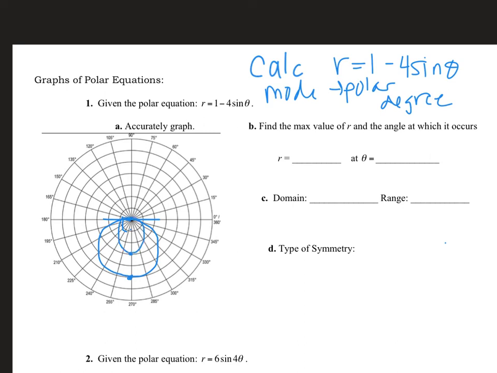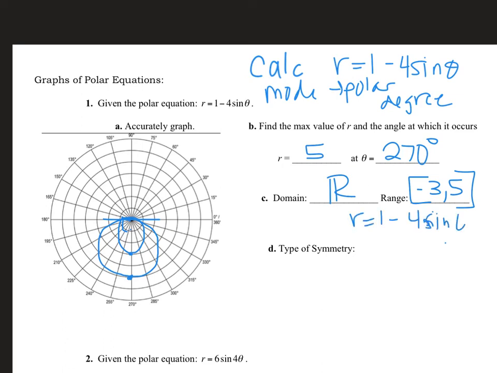Yours is probably better. All right, so what is r? The maximum r value that we went out to was 5, and it happened at 270 degrees. The domain of this graph is all real numbers, and the range goes from negative 3 to 5. Now remember how to find that? We have 1 minus 4 sine theta. So 1 minus 4 is negative 3, and 1 plus 4 is positive 5.